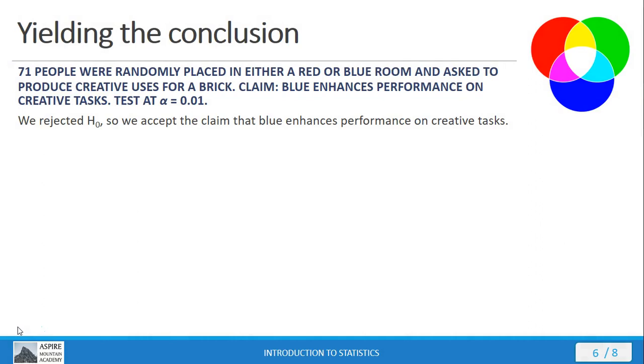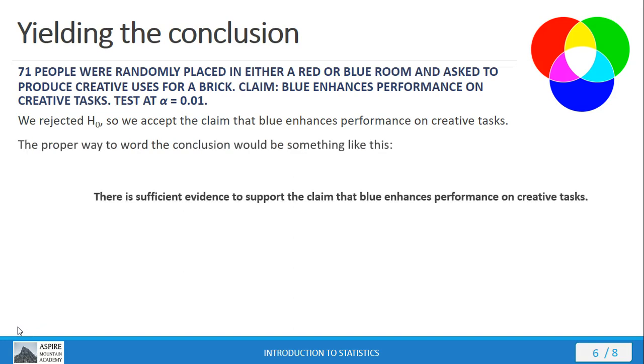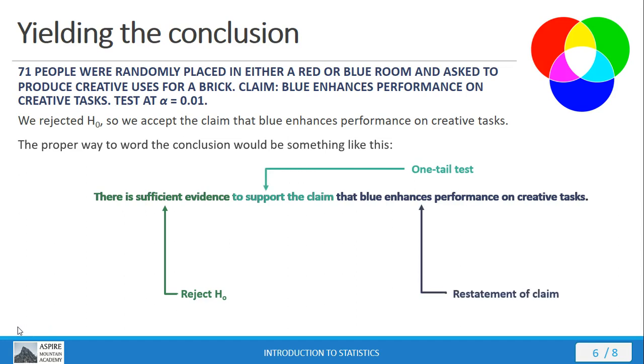We rejected the null hypothesis, so we're going to accept the claim that blue enhances performance on creative tasks. However, the proper way to word it is like this: there's sufficient evidence to support the claim that blue enhances performance on creative tasks. Notice where each part of this statement comes from. There is sufficient evidence because we rejected the null hypothesis. We support the claim because we have a one-tailed test, and the rest of the statement is just a rehash of the claim itself.